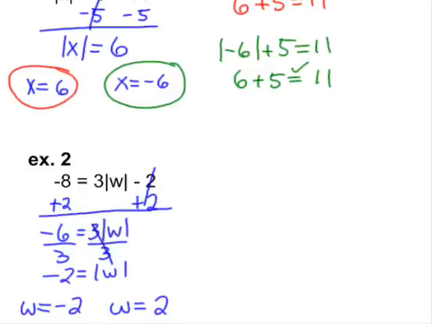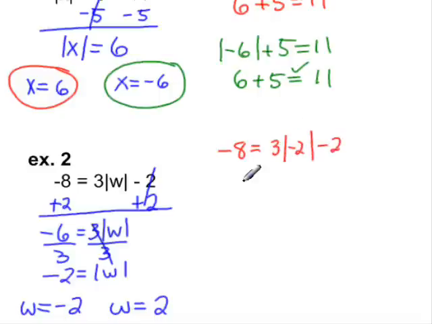Alright, third step says solve the equation, and since our w's are already by themselves, we've solved them, and it's time to check. So let's try this negative 2 first. We're going to go back up to the original problem and plug in a negative 2 for our w.